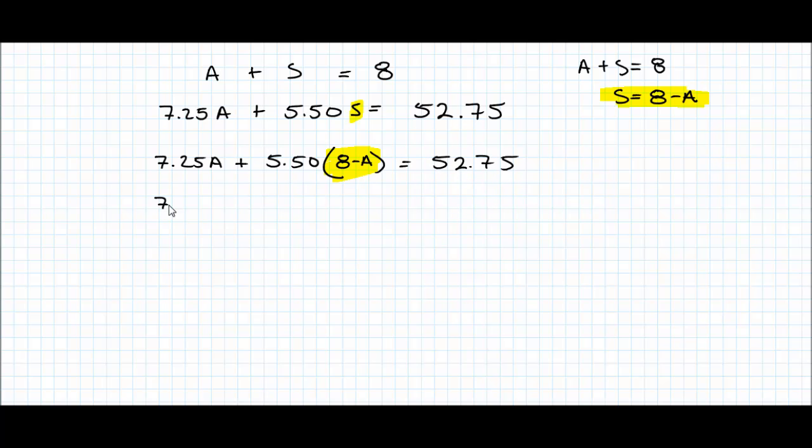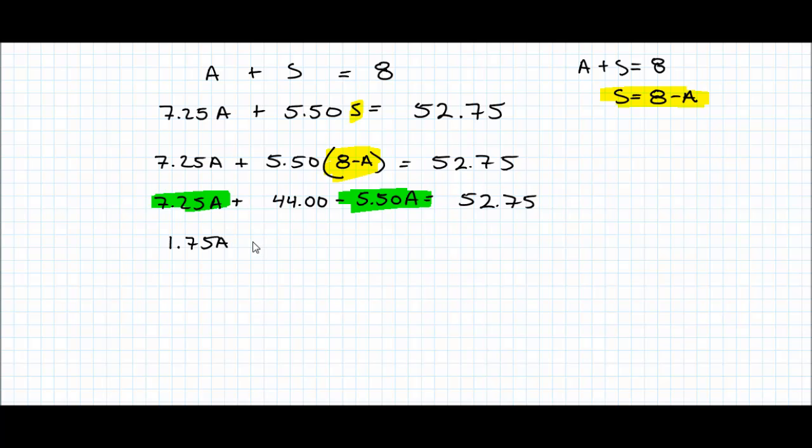52.75. So rewrite it: 7.25a plus 5.50 times 8, we're going to just distribute, would be 44, minus 5.50a, still equals 52.75. We're going to combine like terms. So that's going to simplify to 1.75a plus 44 equals 52.75. Subtract 44 from each side, so we're going to get 1.75a equals 8.75.